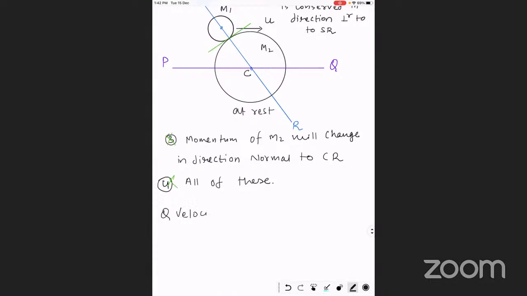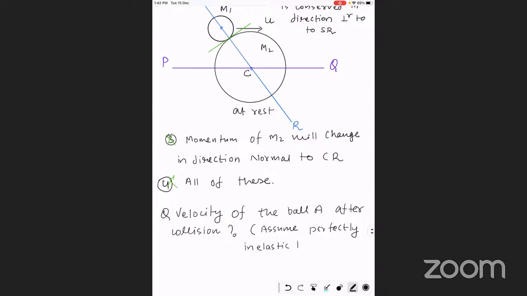Write this question: velocity of the ball A after collision. Assume perfectly inelastic head-on collision.